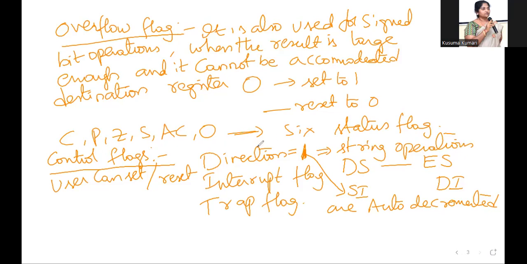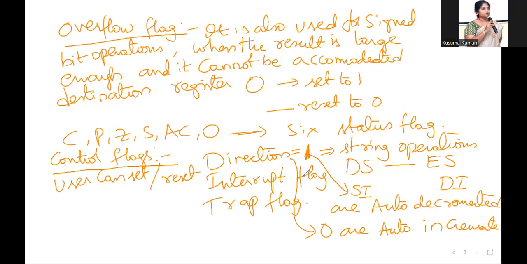Similarly, if the direction flag is equal to 0, then what happens? It is also used for string operations, and for string operations the data segment and extra segment can be used. For the data segment, the offset address is available in the source index register, and for the extra segment, the offset address is available in the destination index register. Since the direction flag is equal to 0, these two register contents are auto incremented.